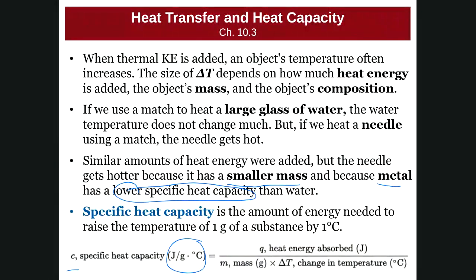C, which is what we call the specific heat capacity, has units of joules per gram per degree Celsius. And we calculate it by dividing the heat energy, Q, which we learned about in the last section, by the mass in grams and the change in temperature. So let's look at that some more.